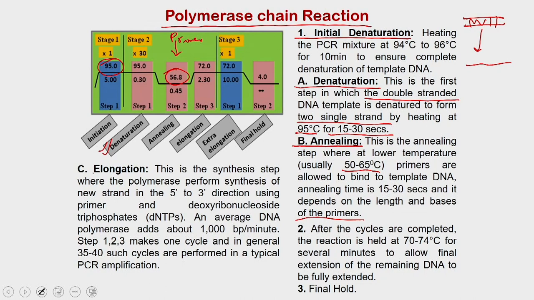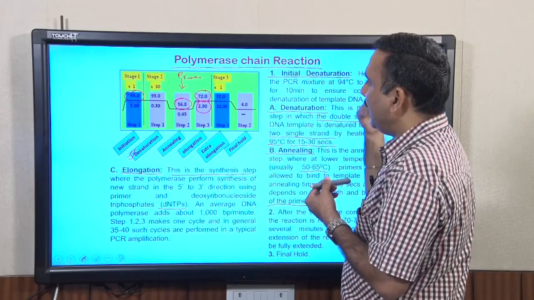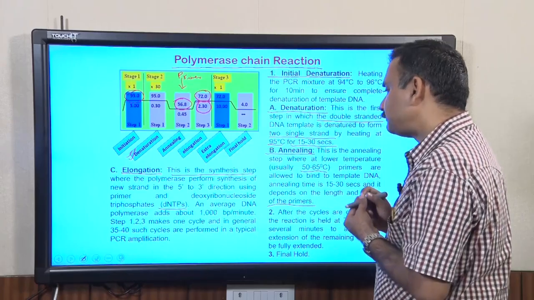Then the third is the elongation step. Then you will increase the temperature, and that will allow the DNA polymerase to synthesize the new strands, and you will keep the time for which the elongation step will continue. During the elongation step, the dNTPs you provide into the reactions are going to be incorporated into the primer sequences, and that's how it will use the sequence information from the template and synthesize the other strands.